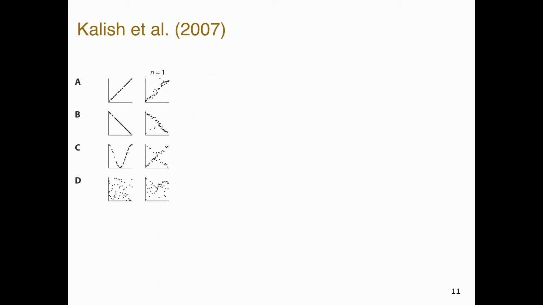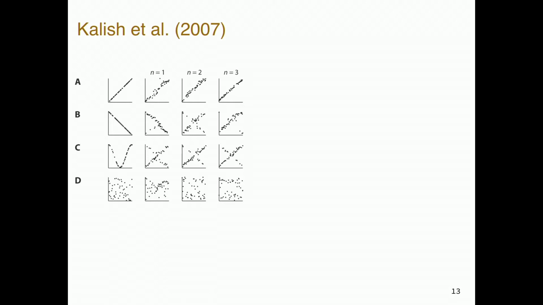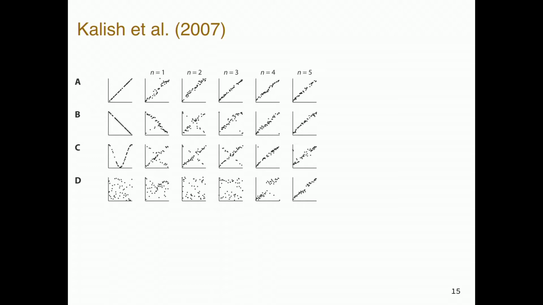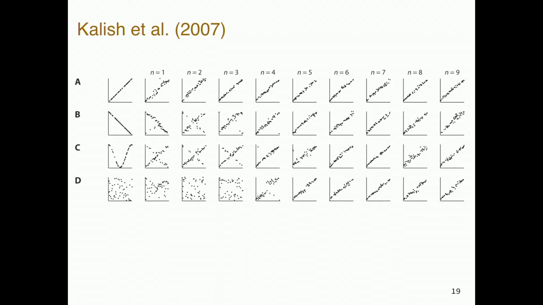Right, here's the second participant. And this second participant, instead of learning from the ground truth, learns from the first participant. Here's the third participant, who learned from the second. Here's the fourth, who learned from the third. The fifth, who learned from the fourth. The sixth, who learned from the fifth. The seventh, who learned from the sixth. The eighth, who learned from the seventh. And the ninth, who learned from the eighth.